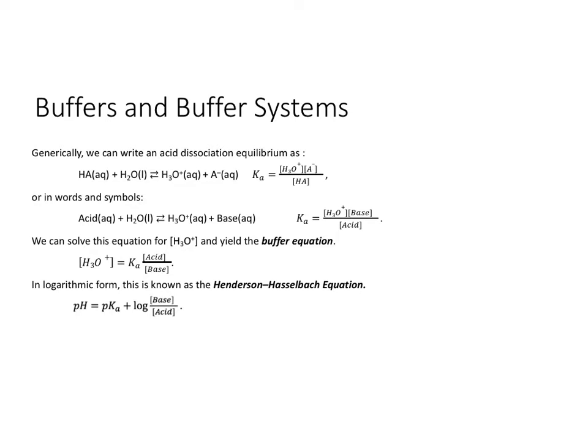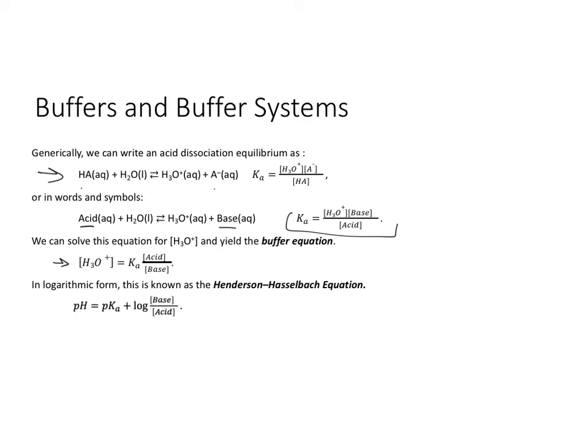So let's remind ourselves, here's a generic acid dissociation equilibrium. Here I've replaced the symbol HA with the word acid and the symbol A- with the word base, because that's what they are. This is a weak acid and this is its conjugate base. If I put that into Ka, the equation is the same, I'm just using different symbology. I can solve that for hydronium and we get what I call the buffer equation: hydronium equals Ka times acid over base.